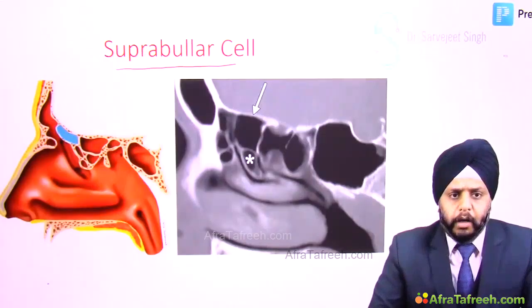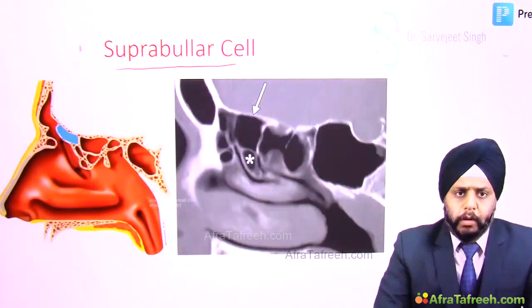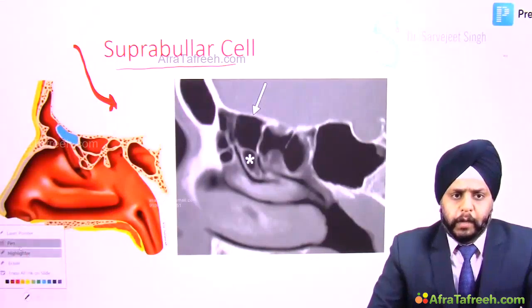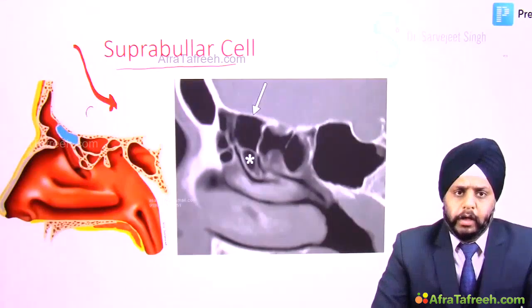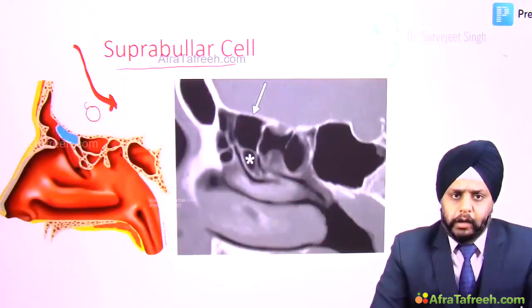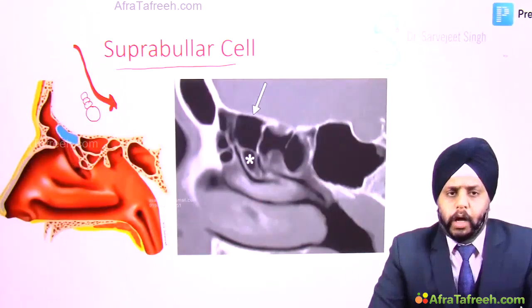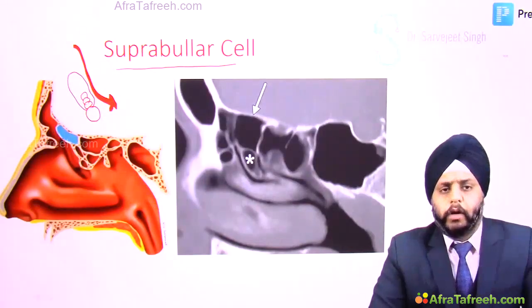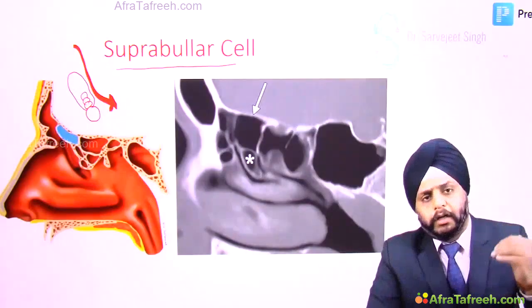So remember, I was talking about the drainage pathway. I told you this drainage pathway has multiple cells. There is a cell anterior to it, the anteriormost cell, the agger nasi. There can be cells above the agger nasi, known as supra-agger cells. Sometimes these cells may go into the frontal sinus, so we call them supra-agger frontal cells.